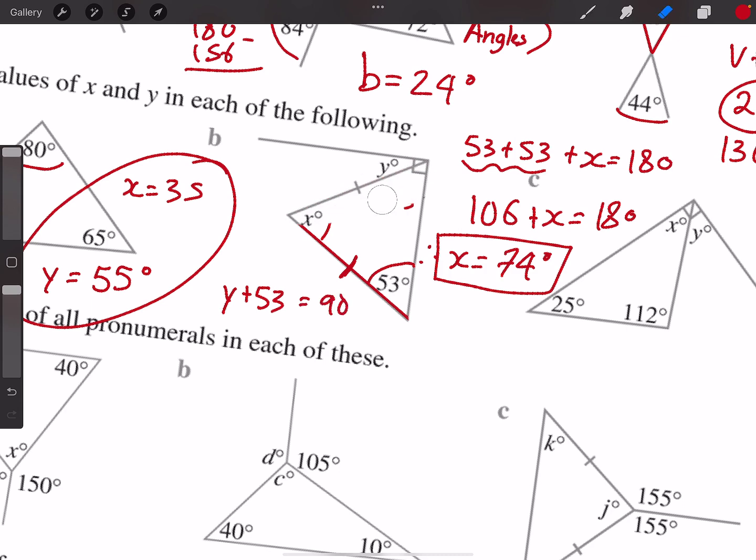Now Y, we know that Y plus 53 degrees makes 90 degrees. Why is that so? Well, have a look at the picture. This is 53, and you can see the 90 degrees there? Yeah. That means that this angle plus this angle must equal 90 degrees, and that's what I wrote there. So therefore, do a subtraction, 90 minus 53, and you get Y is equal to 37 degrees. There you go.